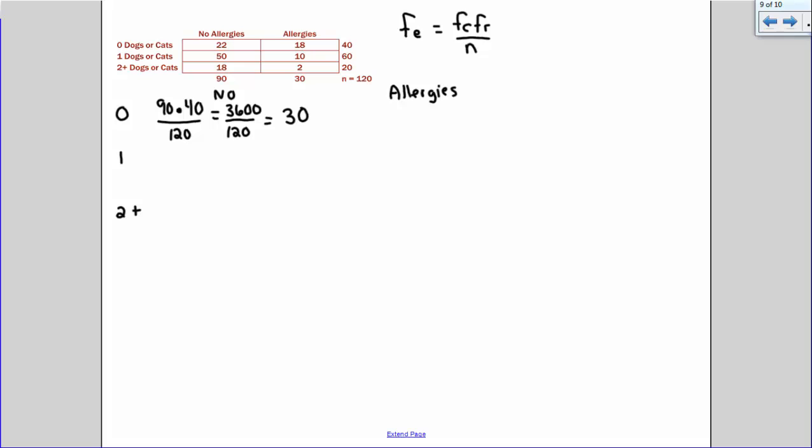All right, so for the next group, so no allergies, 1 dog or cat. The column total is still 90. The row total now is 60. And we're dividing by the sample size of 120. 90 times 60 is 5,400.